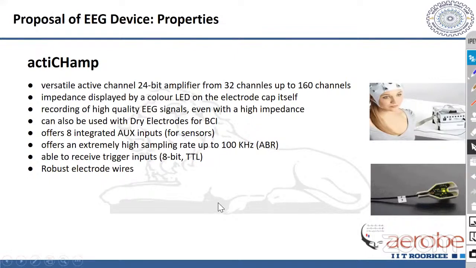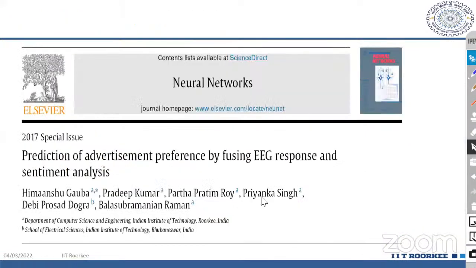I'll explain 2 problems. Those who are interested or working in brain-computer interface can look at several problems. For example, with my colleague Partha Pratim Roy, we have done work called prediction of advertisement preference. Suppose there are 20 songs, 20 YouTube songs, and I'm asking you to rank them.